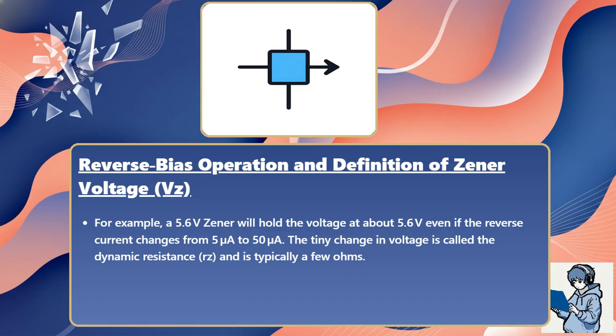For example, a 5.6-volt Zener will hold the voltage at about 5.6 volts, even if the reverse current changes from 5 microamps to 50 microamps. The tiny change in voltage is called the dynamic resistance Rz and is typically a few ohms.